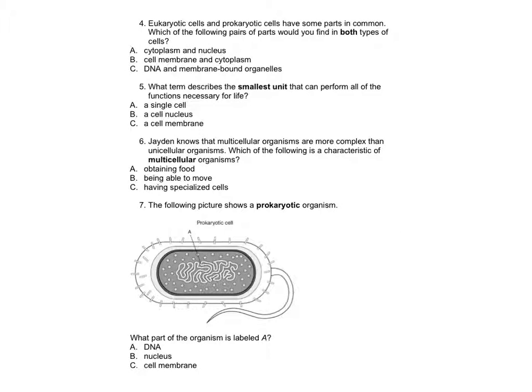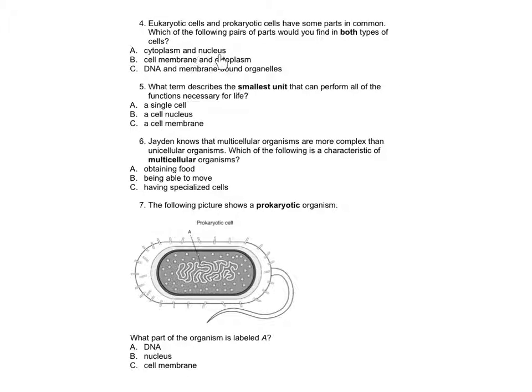What is true of all cells? A, they have cytoplasm. B, they have DNA in their nucleus. C, they all have organelles bound by membranes. Number 4, eukaryotic cells and prokaryotic cells have some parts in common. Which of the following pairs of parts would you find in both types of cells?